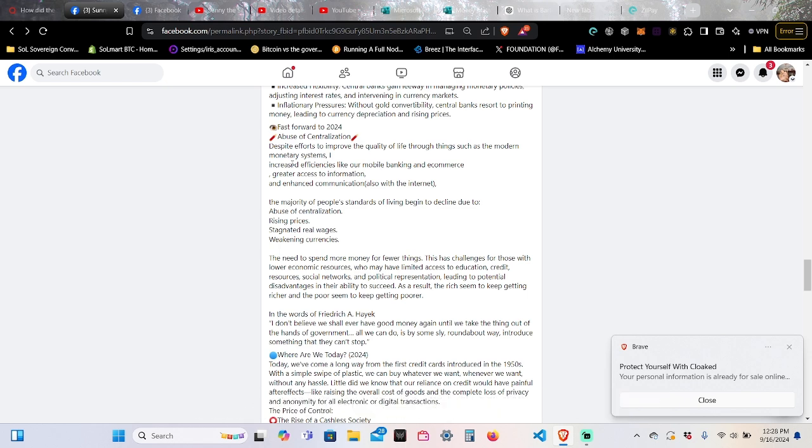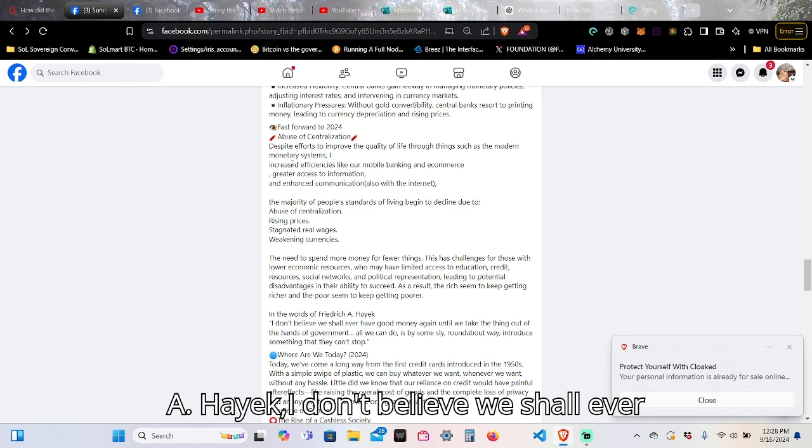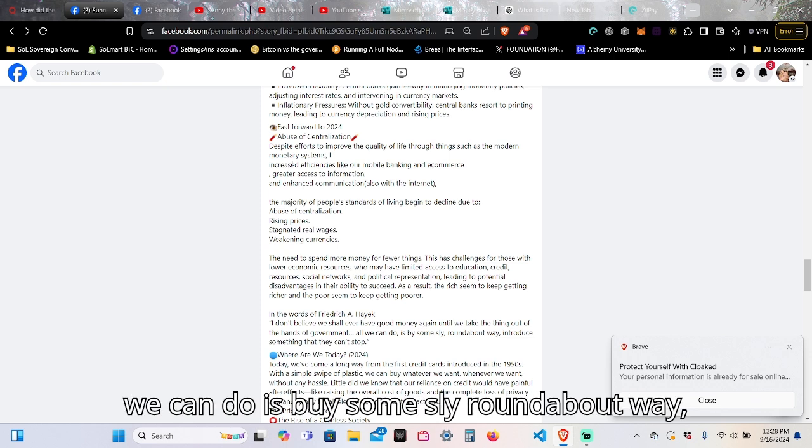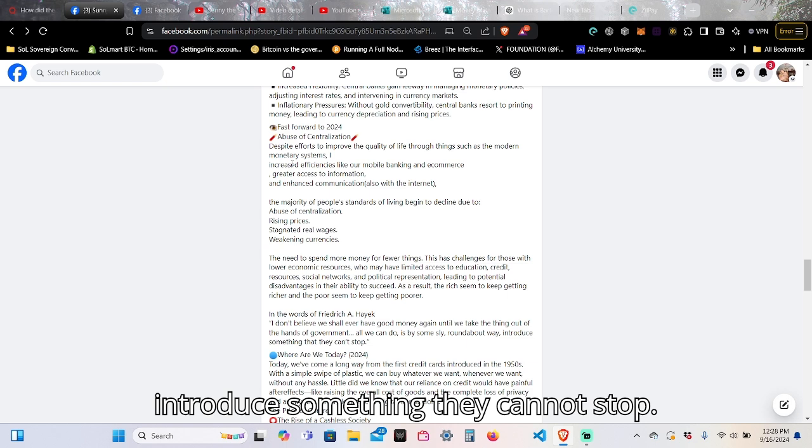In the words of Friedrich A. Hayek, "I don't believe we shall ever have good money again until we take the thing out of the hands of government. All we can do is by some sly roundabout way introduce something they cannot stop."